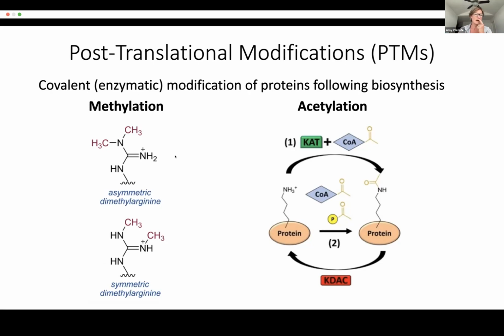And so we can see some common things that we see with malate dehydrogenase are methylation. Here you can see methylation of arginine. There are other amino acids that can be methylated. Here's acetylation, again, using acetyl-CoA and transferring that acetyl group to a nucleophilic nitrogen of lysine here to generate a post-translational modification.